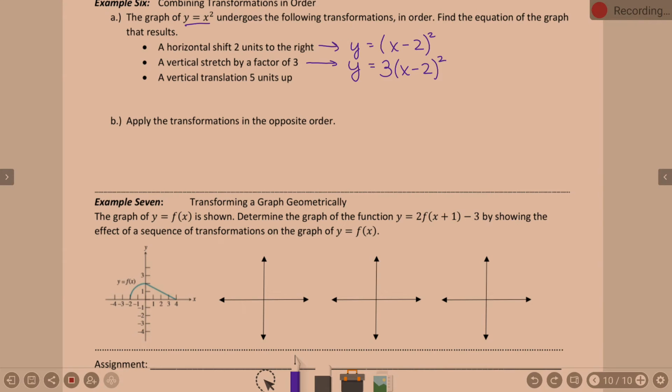And then a vertical translation 5 up. What's that going to look like? Just add 5 to the end. The vertical one is add or subtract at the end. So we're going to add 5 at the end. So 3 times (x minus 2) squared plus 5.